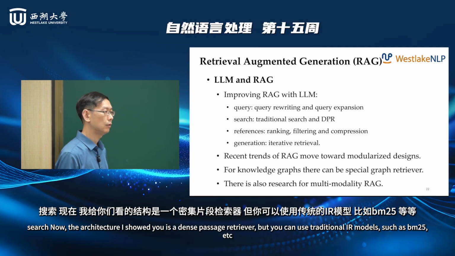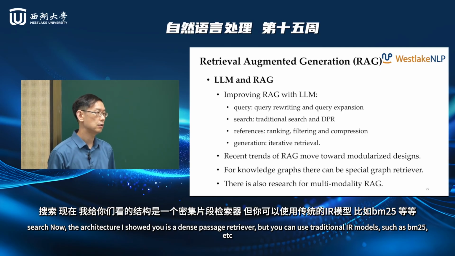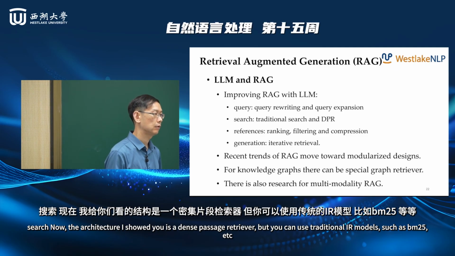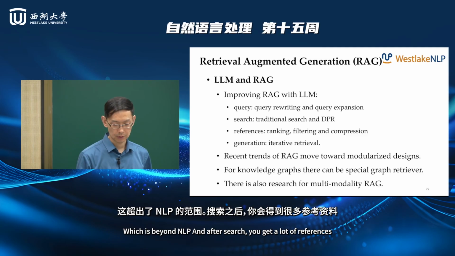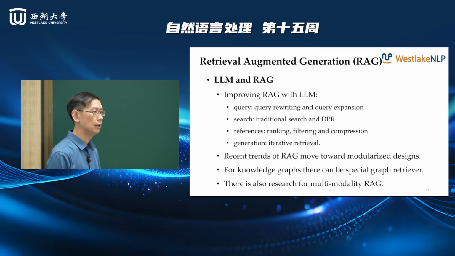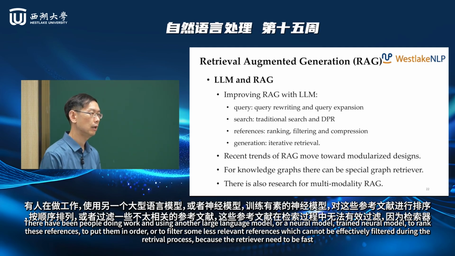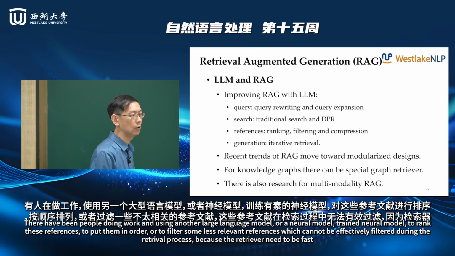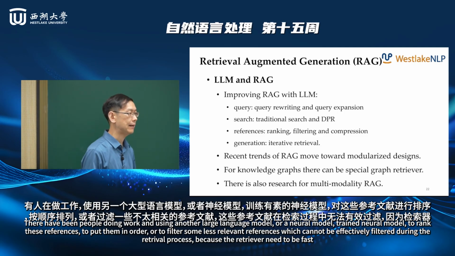Search. Now, the architecture I showed you is a dense passage retriever, but you can use traditional IR models such as BM25, etc., which is beyond NLP. And after search, you get a lot of references. There have been people doing work on using another large language model, or a trained neural model, to rank these references, to put them in order, or to filter some less relevant references, which cannot be effectively filtered during the retrieval process, because the retriever needs to be fast, okay?